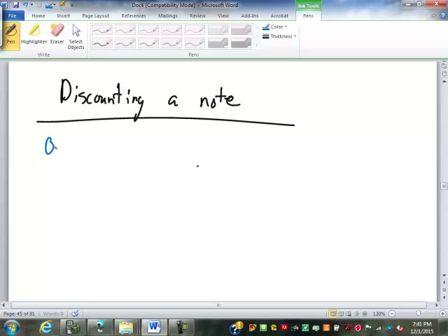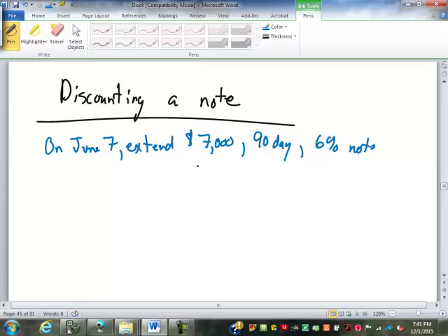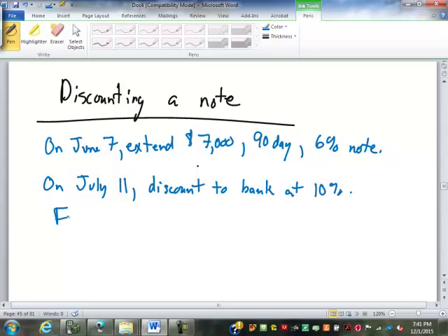So let's say that on June 7th, you extend $7,000 90-day 6% note. On July 11th, you discount it to the bank at 10%. Find your proceeds.